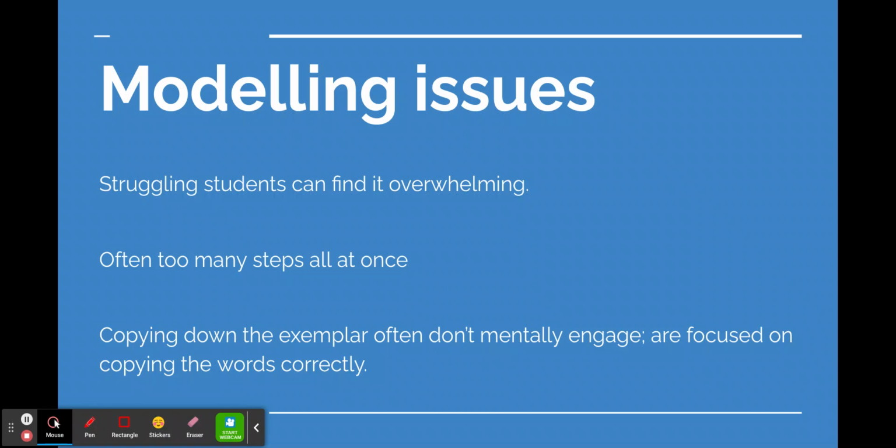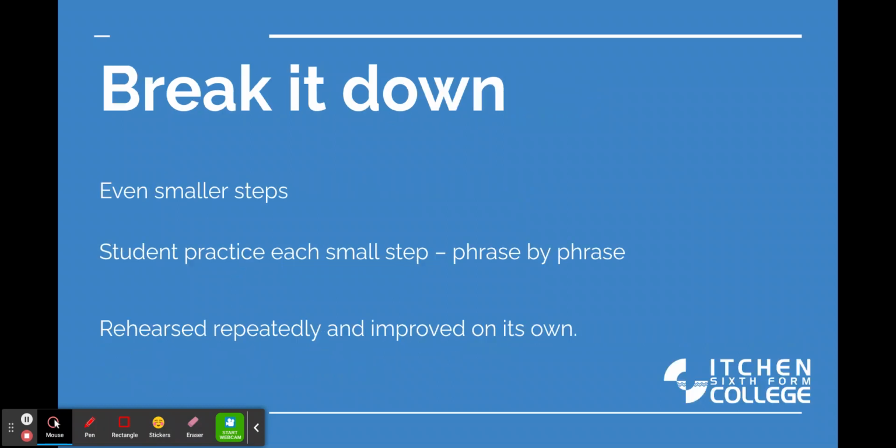And what we generally find is sometimes students are copying down an exemplar that we're going through, but they're often not actually mentally engaging. They're really too focused on copying the words correctly. I don't know if that mirrors with some of your students. It certainly does with mine, that they're really more focused on copying the words correctly and the neatness of the work that they've produced. So we're just going to go through some of the strategies to help support those struggling students and just model that little bit more successfully where we can.